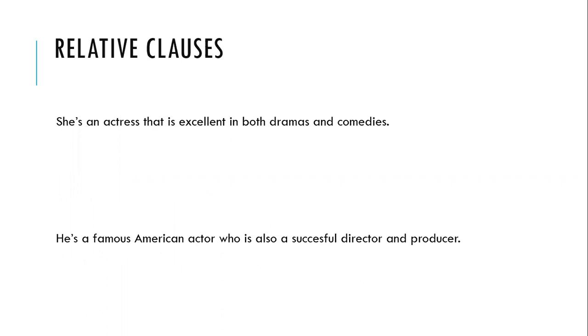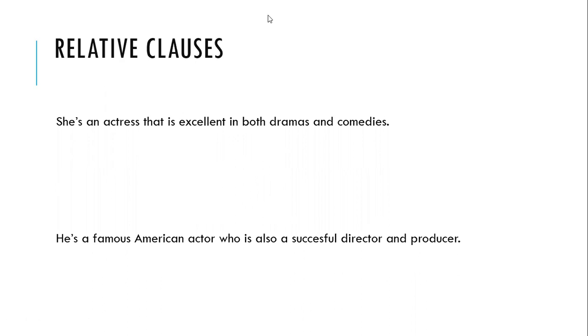On the screen, you can see two sentences. Sentence number one, she is an actress that is excellent in both dramas and comedies. Sentence number two, he is a famous American actor who is also a successful director and producer. So we have two normal sentences here, as you can see. But these two sentences are formed by three parts, three ingredients.